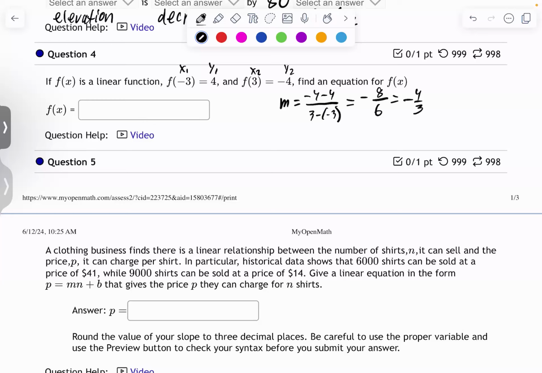I'm getting negative 4/3. And we have something called point slope form, and that is y minus y sub 1 equals m times x minus x sub 1. And then we're going to put the whole thing in slope intercept. X sub 1 in this case is either the negative 3 or the positive 3. We can pick whichever point we want, and so I'm going to pick the first point. So this is going to be y minus 4 equals negative 4/3 times x minus negative 3.